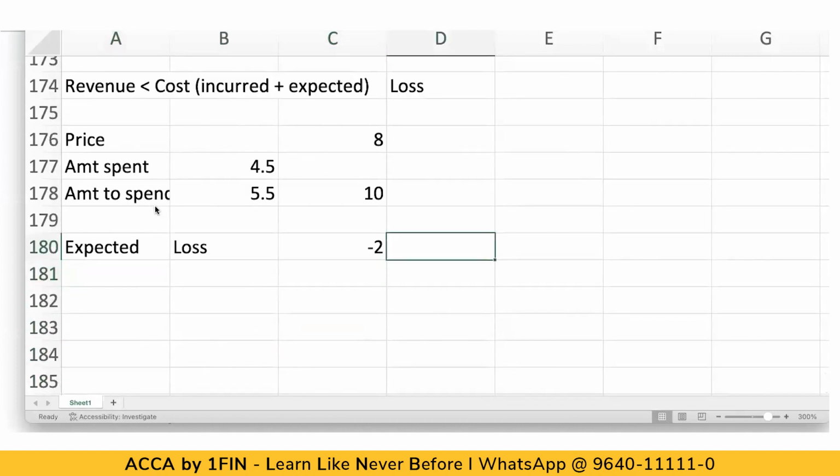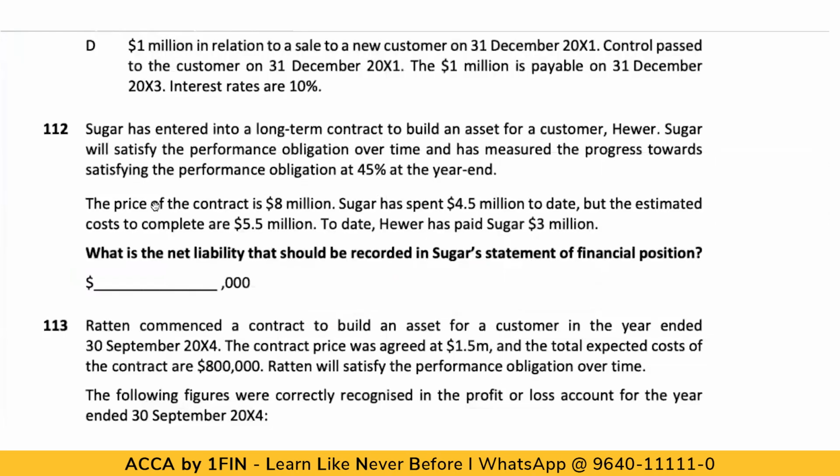This loss expected to be recognized fully. So whenever the outcome of the contract is a loss, you will have to recognize the amount fully. Now here the question is, what is the net liability that should be recorded in Sugar's statement of financial position?